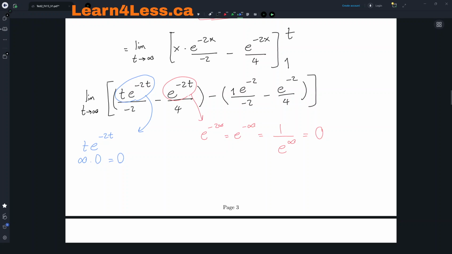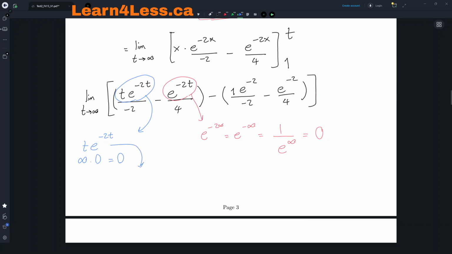Or if you want to do it a little more proper way and explain it clearly, you can use L'Hopital. Whenever you have infinity times 0, you can use L'Hopital. To do the L'Hopital rule, if you remember that, you need to have a fraction. You need to have either infinity over infinity or 0 over 0. So let's do that. Instead of infinity times 0, I can move this e to the power of negative 2t to the denominator.